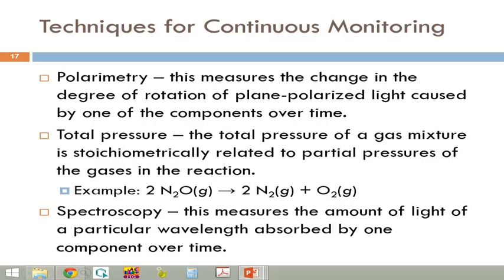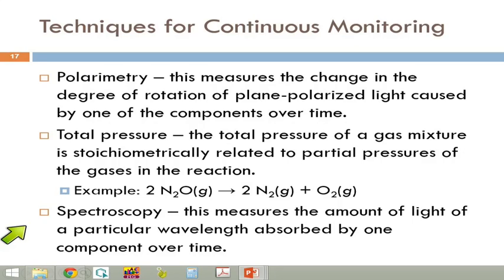How many moles are on the reactant side? 2. And how many moles are on the product side? 3. 2 moles of nitrogen and 1 mole of oxygen. So as the reaction goes on, is the pressure in the container going to go up or down? It's going to go up, because as the reaction proceeds, we form more molecules. So the pressure goes up. So there's some math involved in doing the calculations, but the pressure is a measure of concentration.